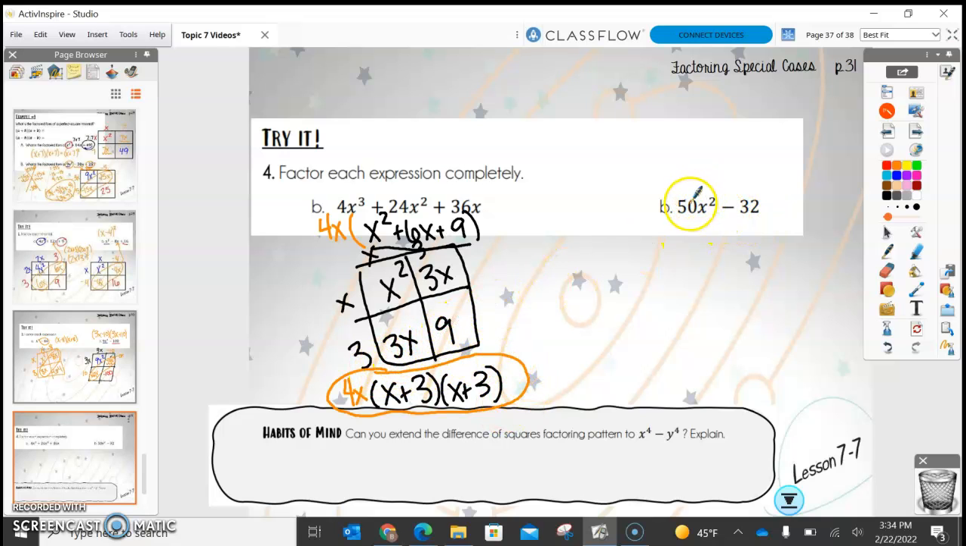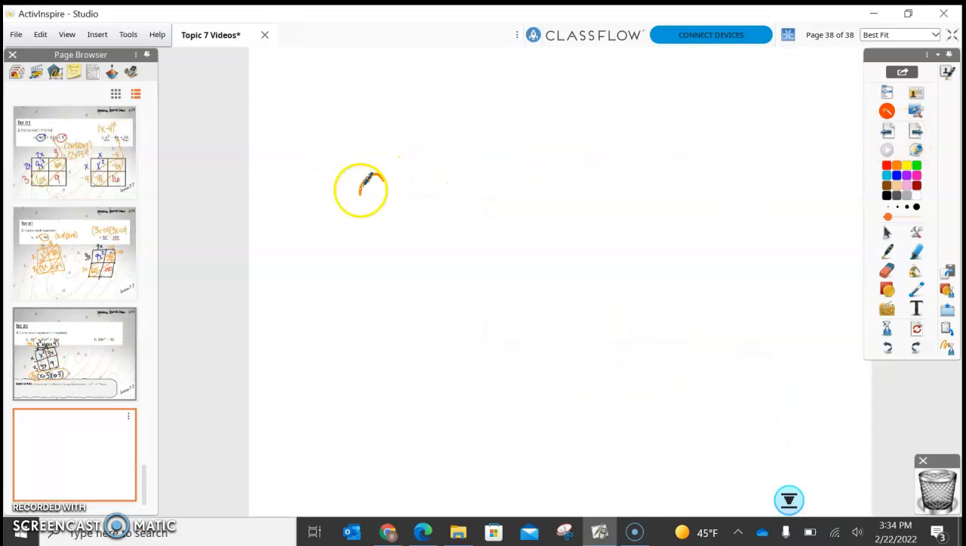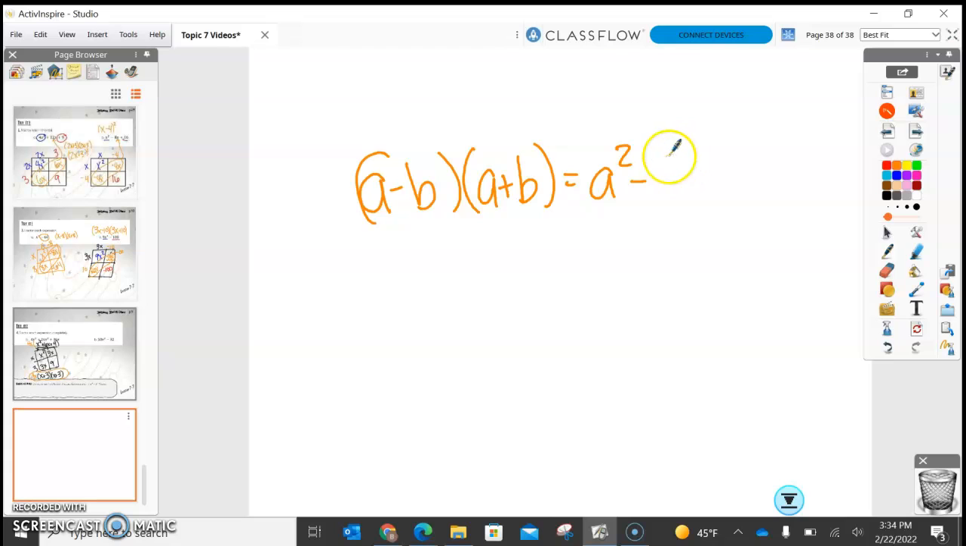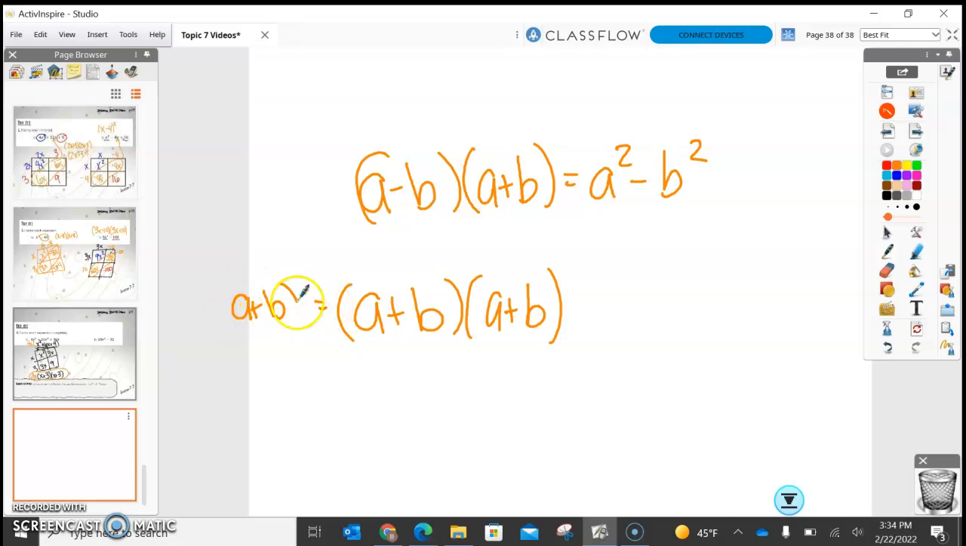Same thing here on try it B. Check your answer key, but you're going to want to take out what 50 and 32 have in common. So the formula might be, if you ever had an a minus b times an a plus b, it would be a squared minus b squared. Or if you had a plus b times a plus b, we also write that as a plus b squared. It'd be a squared plus twice your ab plus your b squared.